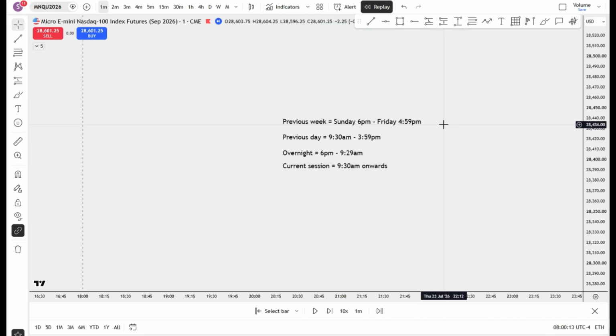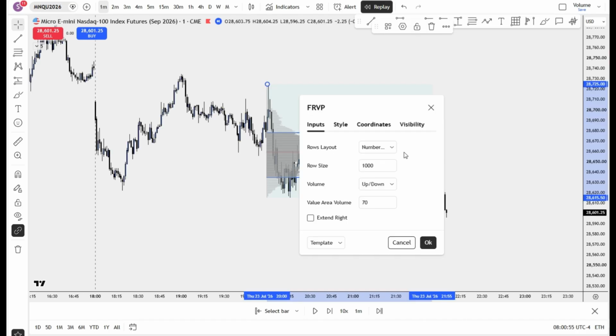You'll then mark out the previous week profile, previous day profile, overnight, and the current session. Previous week from Sunday 6 PM all the way through to Friday 4:59 PM. Previous day 9:30 AM to 3:59 PM. Overnight session is 6 PM all the way through to 9:29 AM just before market open. And then current session starts at 9:30 AM onwards. For the previous week, previous day, and overnight, you would use these settings, and then for the current session, you would just tick this box to extend the profile right.